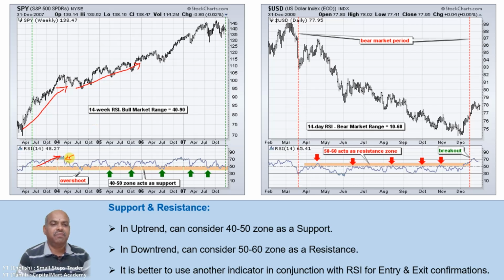So if we unwind the long position here, we book the early profit. We use the opportunity loss for all this remaining rally. So what we have to do is, whenever the price is in the uptrend, in the RSI you can consider the 40, 50 zone as a support. Once the support line breaks, you can exit.